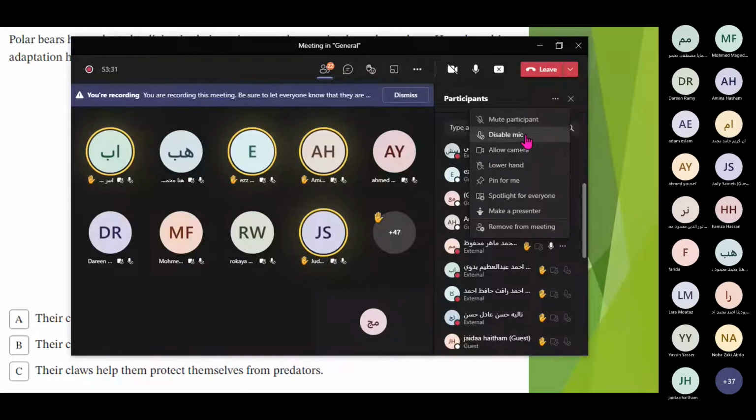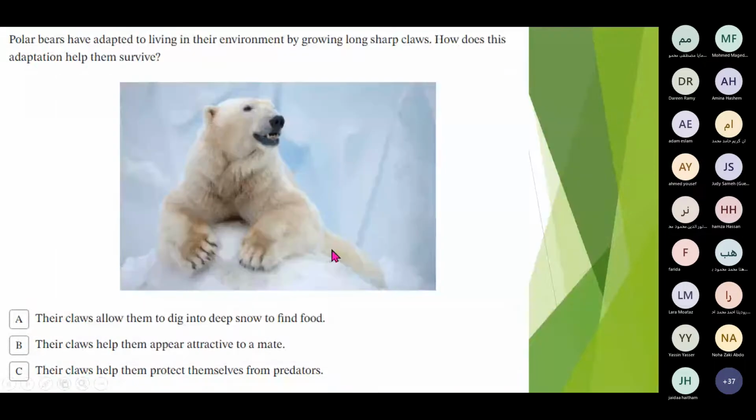Marwan, look with me. This is a very nice question, okay? Polar bears, can you read it? Okay, go on and hurry up. Polar bears have adapted to living in their environment by growing long, sharp claws. How does this adaptation help them survive?